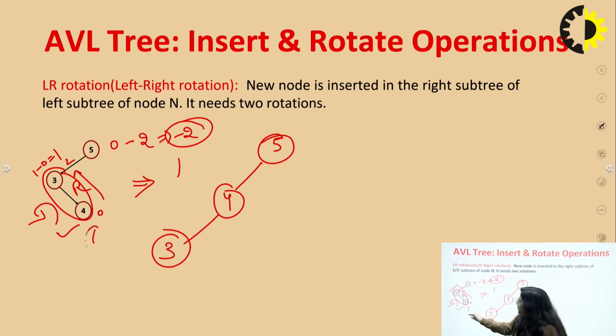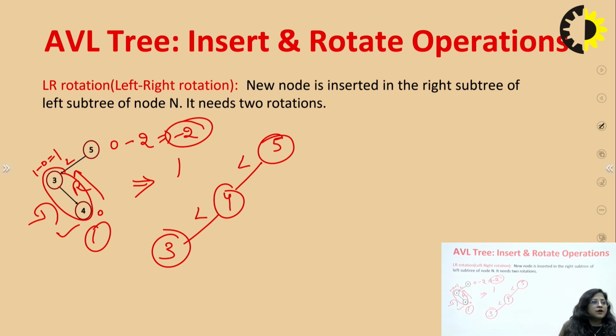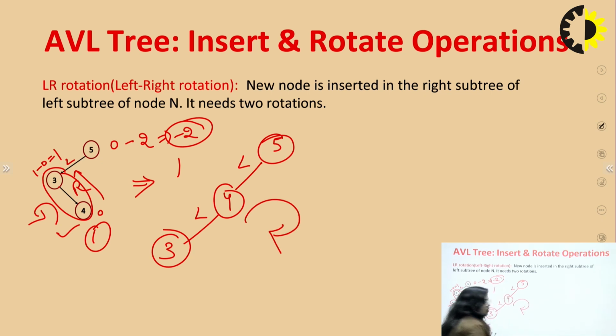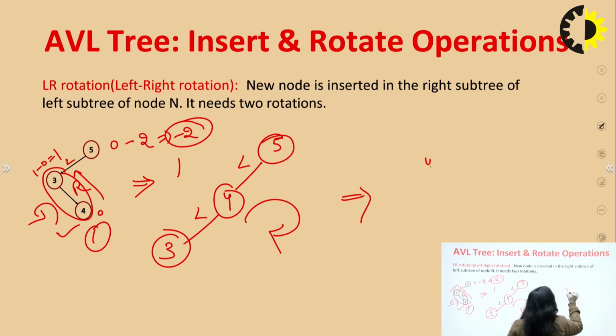This one needs one rotation. Now it is converted, but this is not a balanced AVL tree, because here one more rotation is required. Now it comes to an LL rotation here, so it needs a clockwise rotation.